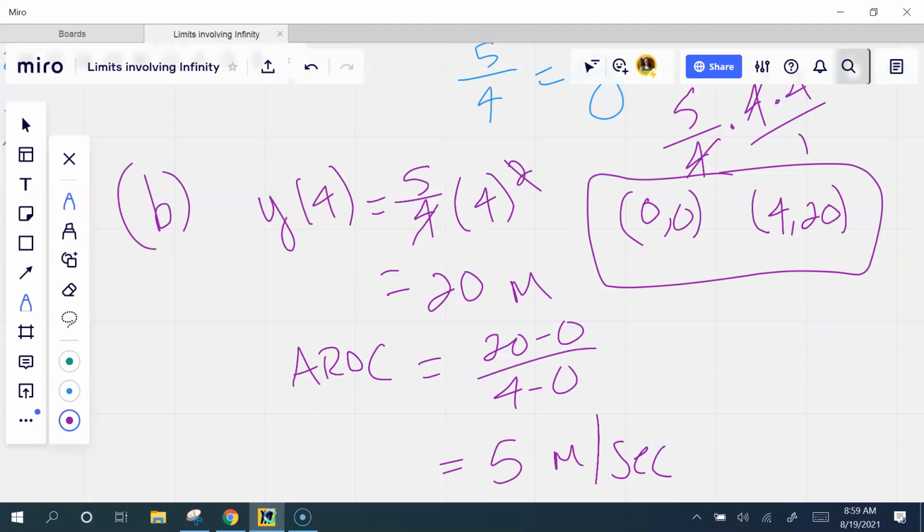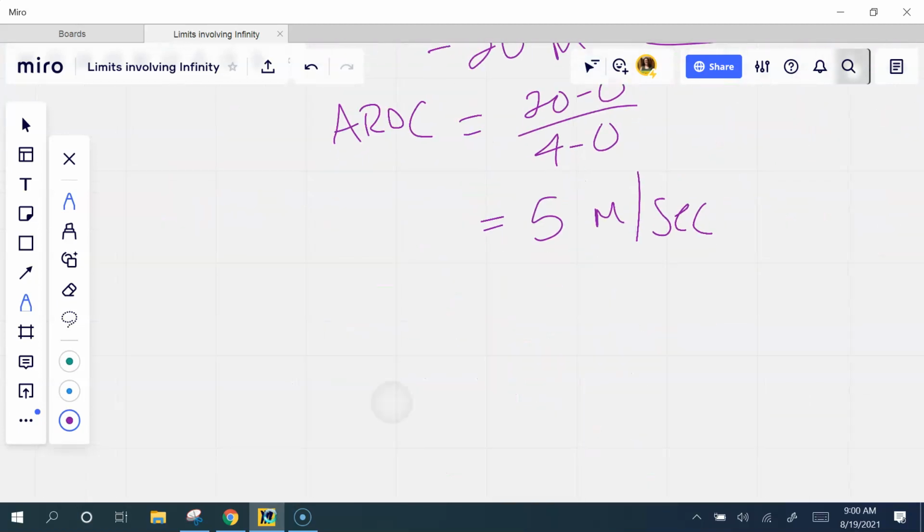Now, what was the speed when the rock hit the ground? At the instant the rock hit the ground, what speed was it going? When t equals what? 4. It hit the ground at 4, so I want the instantaneous rate of change at 4, because I said when it hit the ground. So find the instantaneous rate of change at time 4.